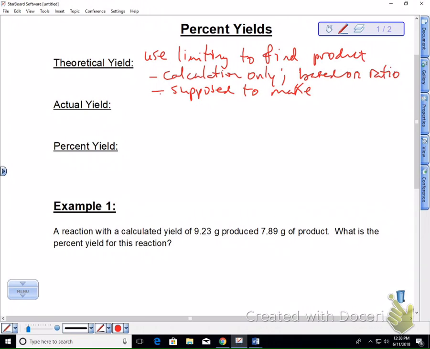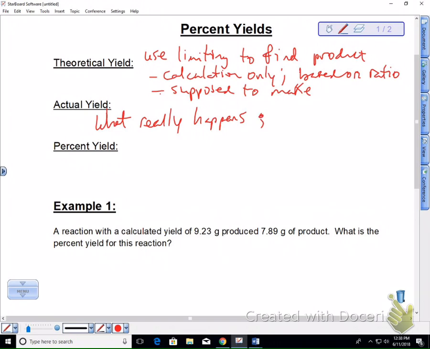Now, the actual yield, as we all know in real life, we don't always get everything out of something that we were expecting to get. So the actual yield is what really happens. For example, if a farmer plants 50 tomato plants and 45 of them actually make tomatoes, 5 of them die, so his actual yield would be 45, not the expected 50. So actual is what really happens.